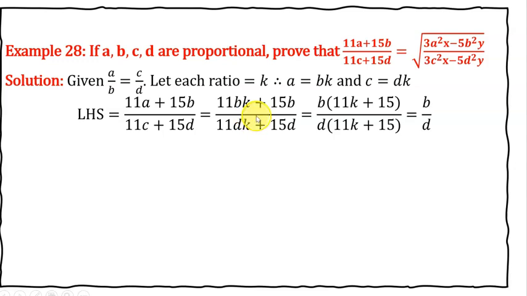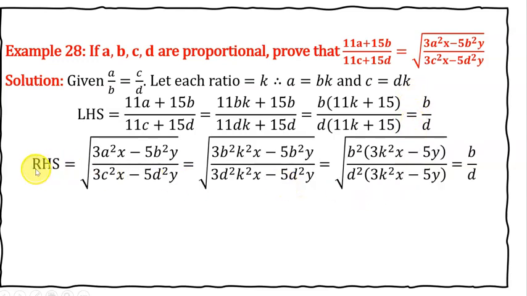Value of A is bk plus 15b. Value of C is dk plus 15d. Okay. From the numerator, take b as a common. From the denominator, take d as a common. In bracket, 11k plus 15 and 11k plus 15 cancel. You will get here b upon d.